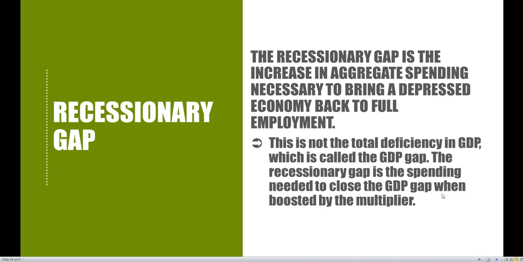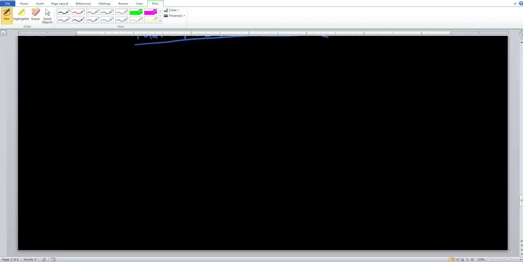So here, let's take a look at the recessionary gap first. It's the increase in aggregate spending necessary to bring a depressed economy back to full employment. So the recessionary gap means that we currently are in a recession and we need to have some type of spending increases in order to push us out of the recession. So here, let's go ahead and take a look at how this is actually going to be calculated.